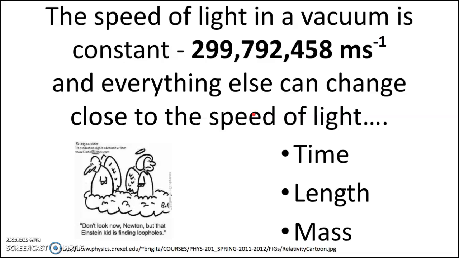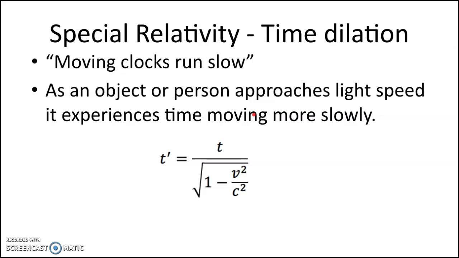So, if the speed of light is going to be a constant, 299,792,458, or of course we just use 3 times 10 to the power 8, then everything else has to change to accommodate that. Length changes, time changes, and even mass changes as you approach the speed of light. And so the key thing to remember of all this is that moving clocks run slow. And that means that all physical processes, including biological aging, happen at a slower rate if you're traveling close to the speed of light.